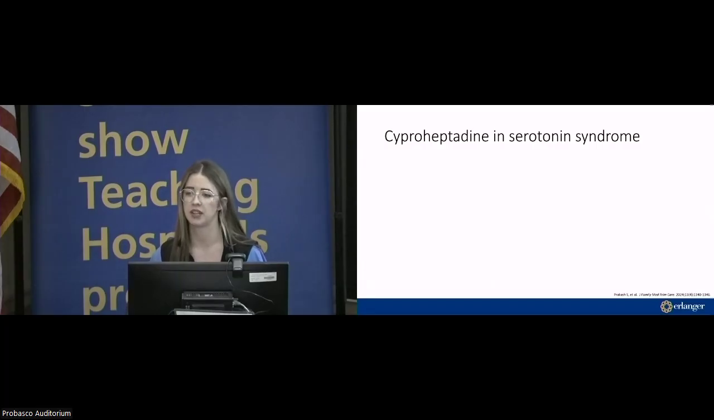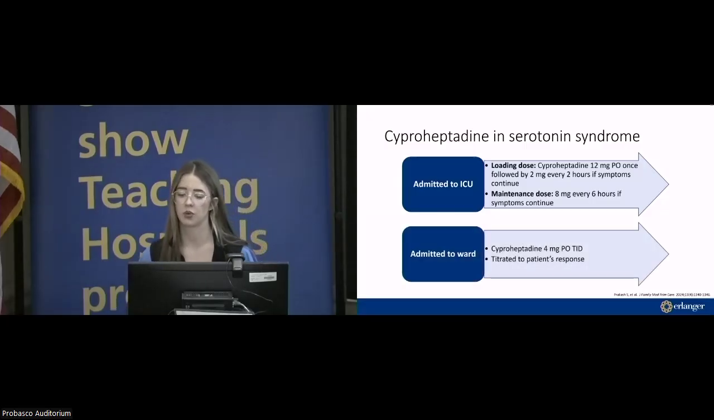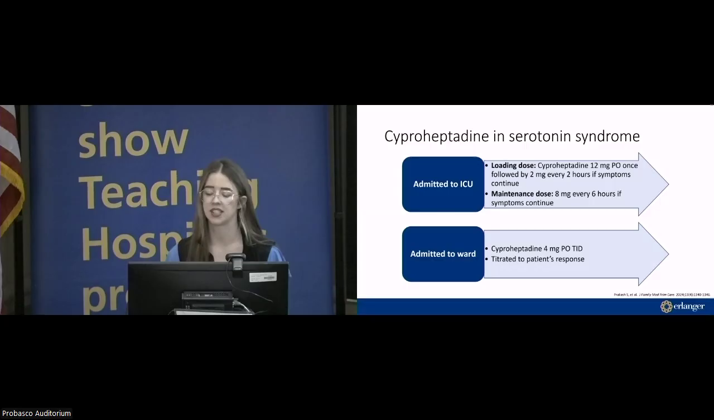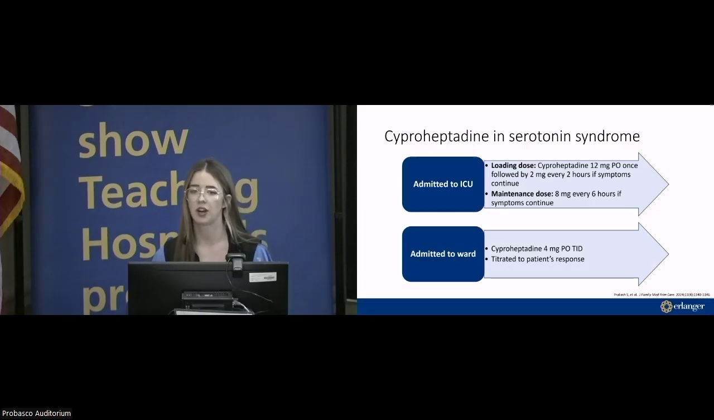Next, we'll discuss how cyproheptadine was dosed in the study, stratified by the ICU and ward locations. The ICU patients received a more aggressive regimen, which was a loading dose of 12 milligrams, and then 2 milligrams every 2 hours as needed if symptoms persisted, followed by a maintenance dose of 8 milligrams every 6 hours. Ward patients started on 4 milligrams orally 3 times a day with titration based on clinical response. These regimens are broadly consistent with current recommendations, and they provide a practical framework to decide how aggressively to dose cyproheptadine based on the patient's severity and the level of care they're receiving.